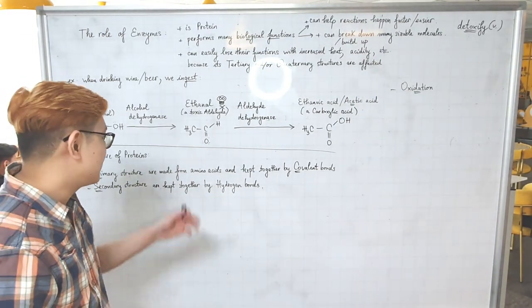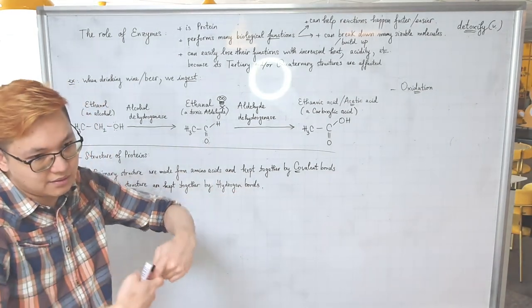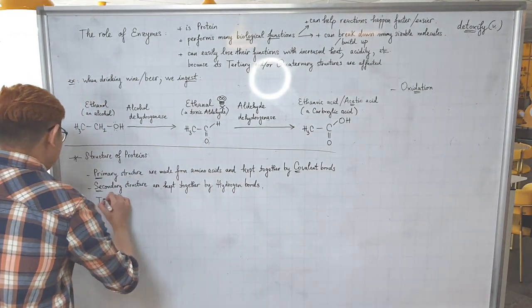The R groups of the amino acids will form hydrogen bonds together. Tertiary structure.